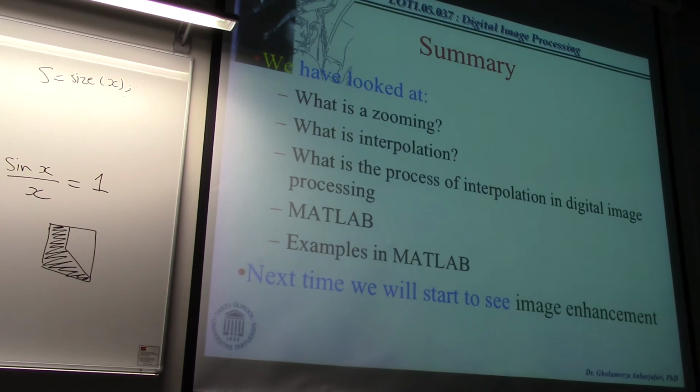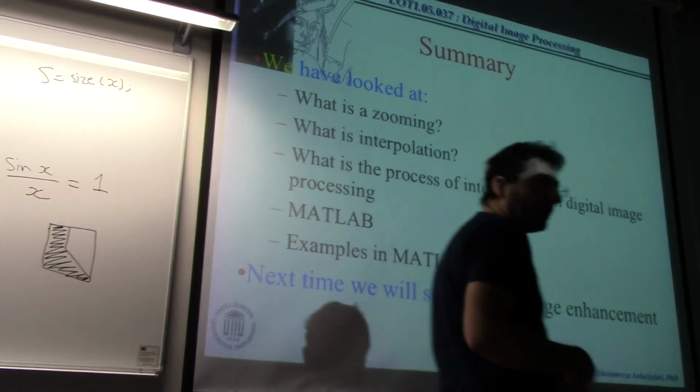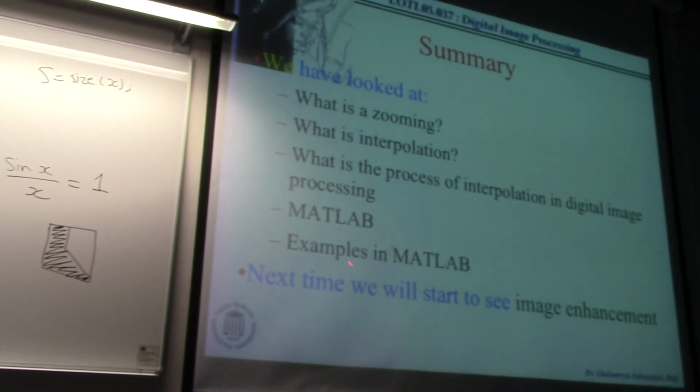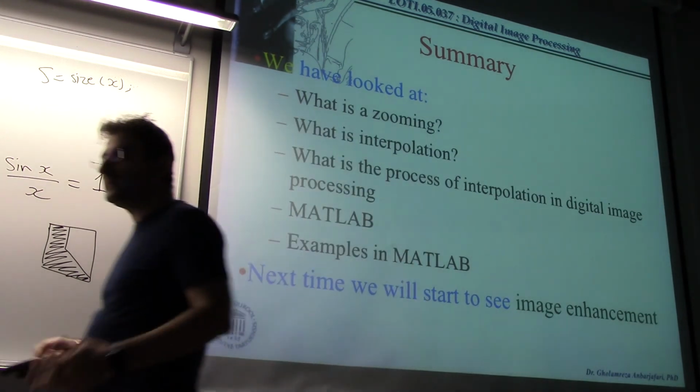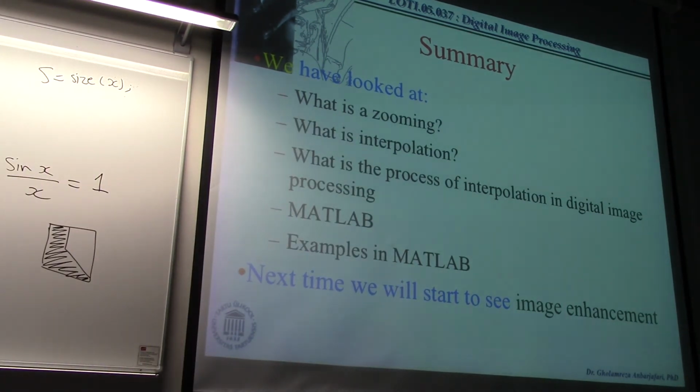So today we talked about what zooming is, what interpolation is, and how we do interpolation. We have seen a few MATLAB commands. Before that, we saw the problems we have in sampling, which is the Nyquist problem, the Nyquist frequency issue. Then we talked about aliasing.